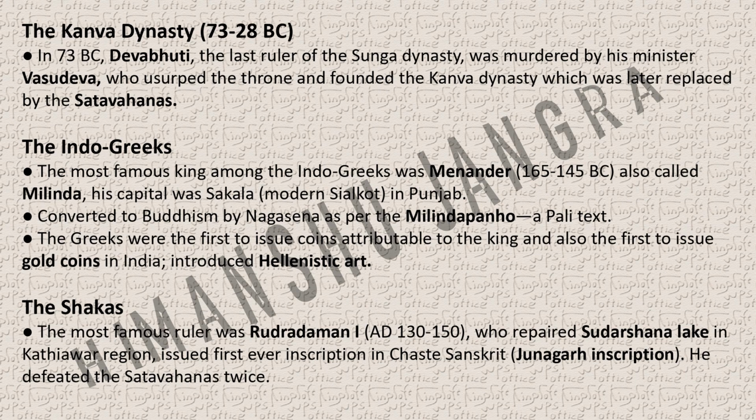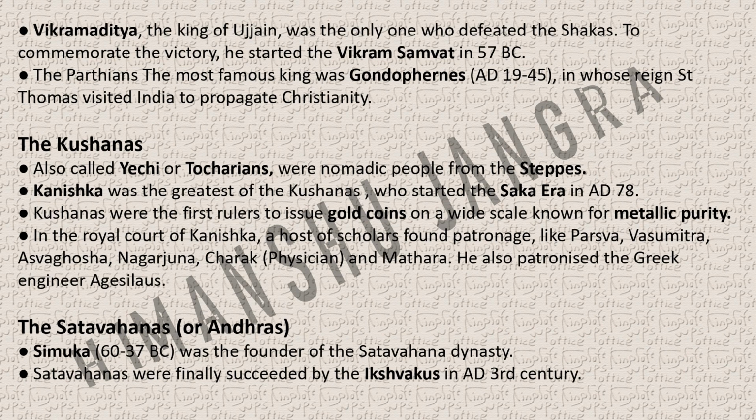The Shakas. The most famous ruler was Rudradaman, AD 130 to 150, who repaired Sudarshana Lake in the Kathiawar region and issued the first ever inscription in chaste Sanskrit, the Junagadh inscription. He defeated the Satavahanas twice. Vikramaditya, the king of Ujjain, was the only one who defeated the Shakas. To commemorate the victory, he started the Vikram Samvat in 57 BC.